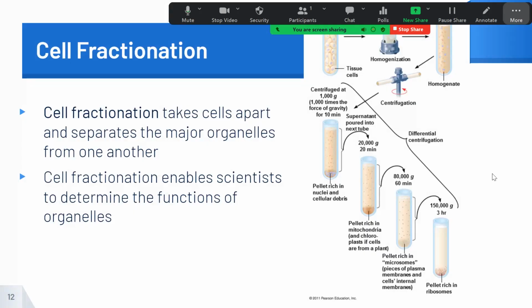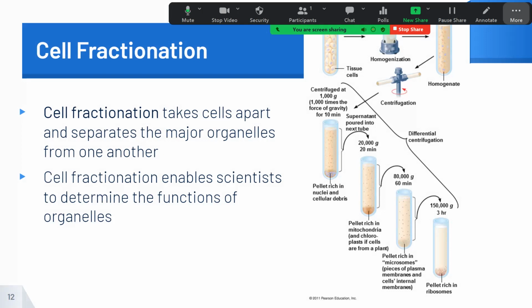Okay, so one thing that you should notice on your note sheet is cell fractionization. Cell fractionization is a process where scientists study all of the different organelles by size. They take the cells and put them in a blender and break apart the cell membrane, and then they put it into a centrifuge and spin it so that it separates out the organelles by size.